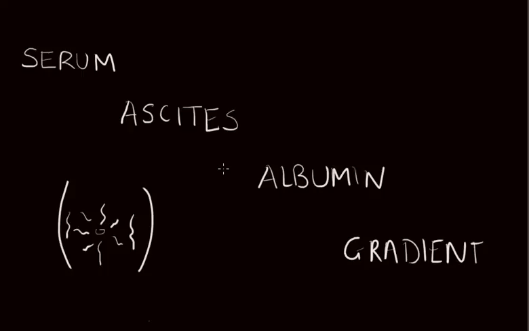Hi everyone, today I'm going to discuss the serum ascites albumin gradient, quite commonly known and in short as SAAG. This gradient, the SAAG, is quite commonly used in general medicine and in hepatology, in patients with ascites, mainly to classify ascites and to find out the etiology of ascites.